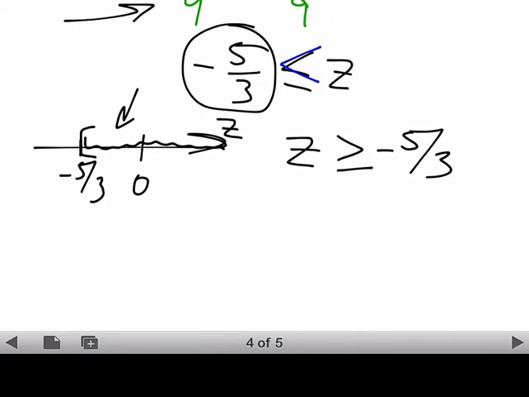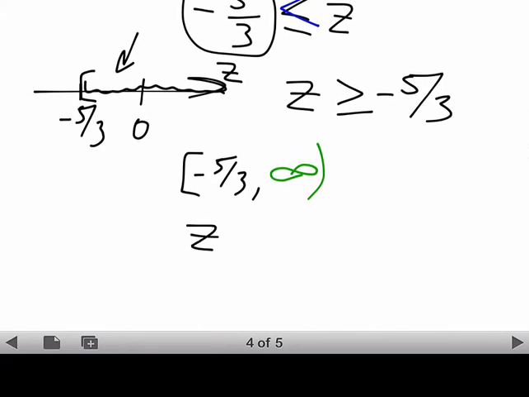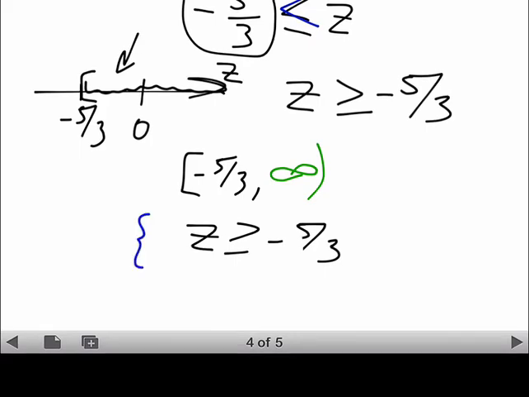Well, we're going to finish this off using interval notation. And that means square bracket negative 5/3 to infinity with a parenthesis. And for set builder notation, I'll rewrite the inequality as we have it. z is greater than or equal to negative 5/3. Wrap set builder notation around it. Since the variable we're looking at is z, we're writing the set of z such that, and then close the barn door.